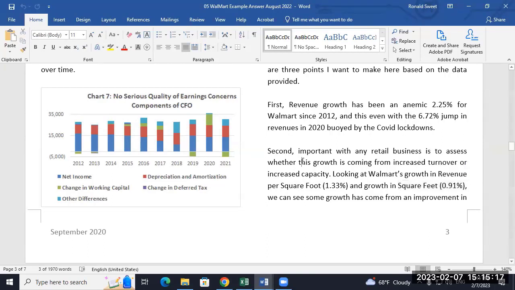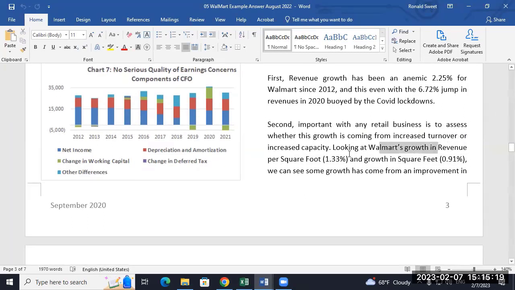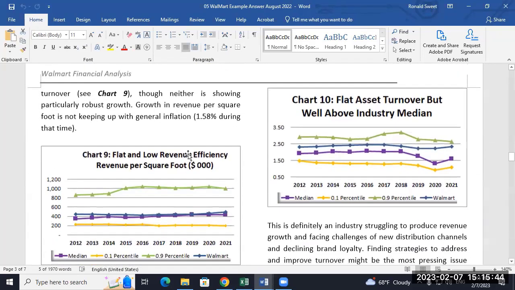Make sure in this section, you have a revenue per, and you have the growth in whatever that per was. So if you're doing revenue per store, you have revenue per store and growth in stores. If you're doing revenue per PP&E, you have revenue per PP&E growth and growth in property, plant, and equipment. Make sure you're consistent with those 2 things. One is turnover, one is capacity. And then you have the chart.